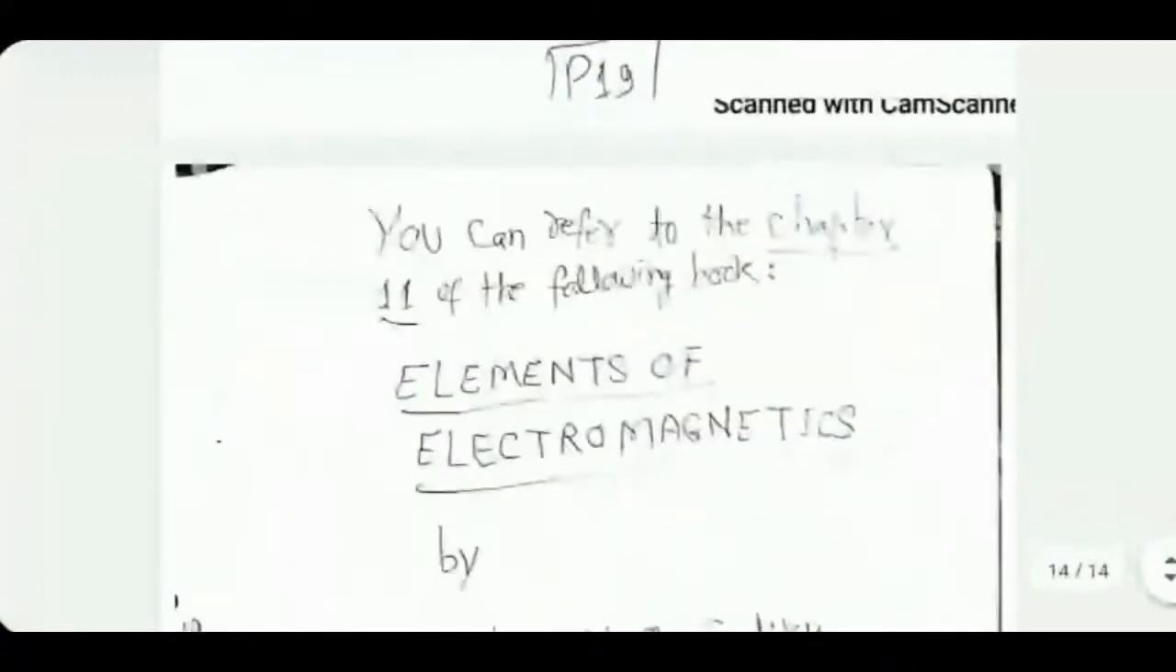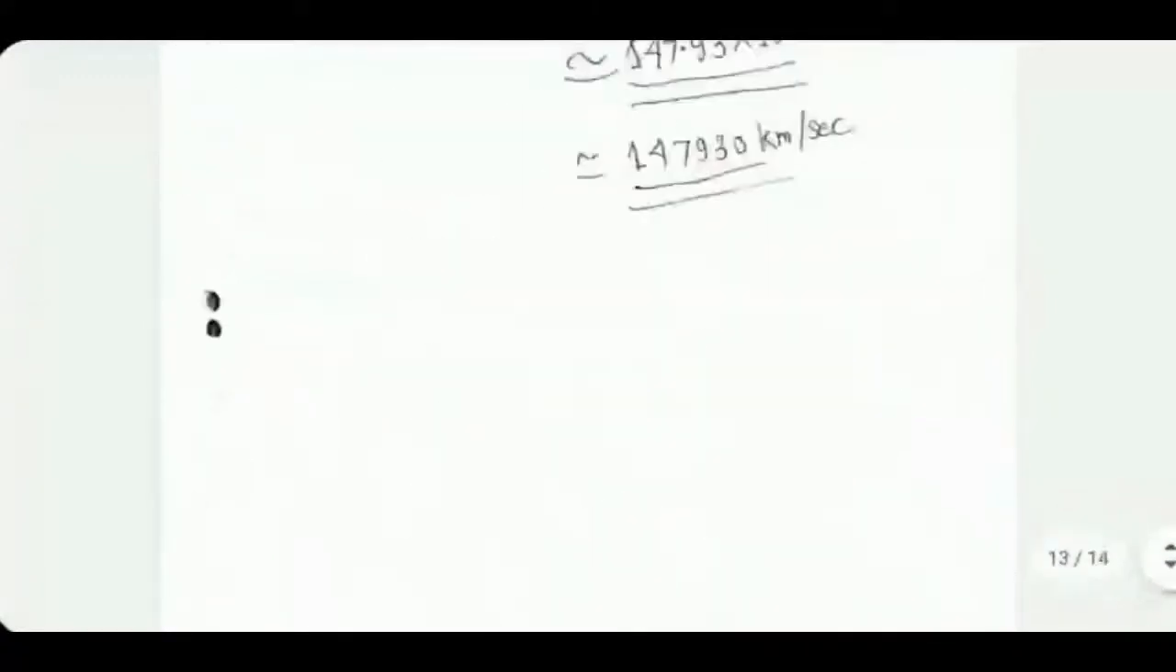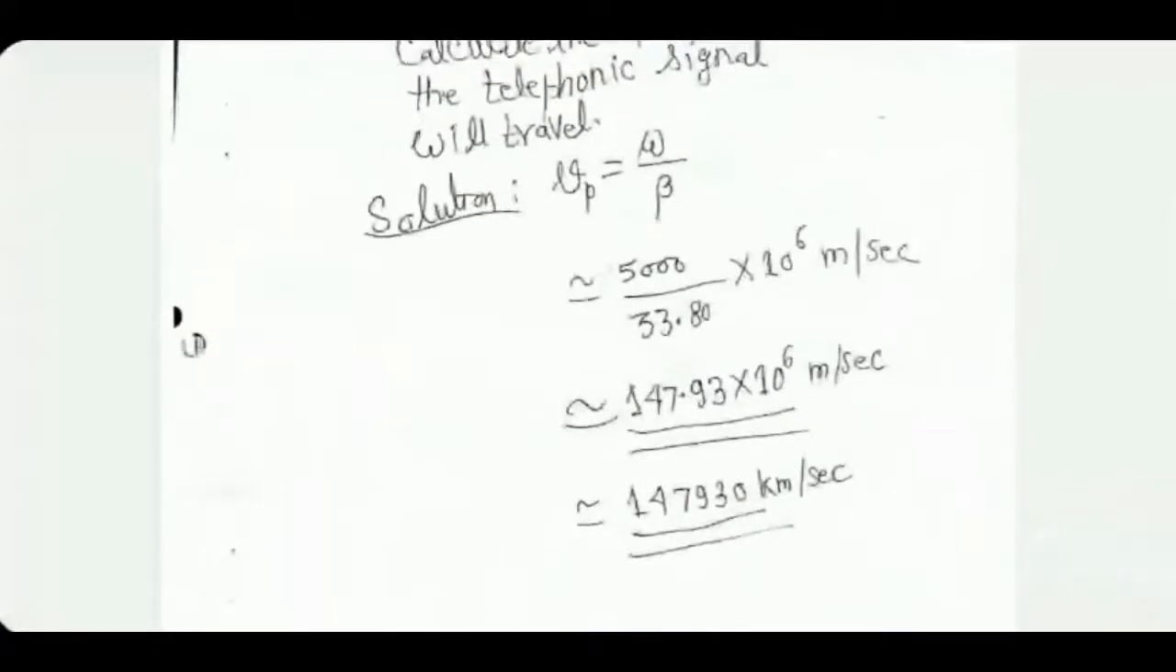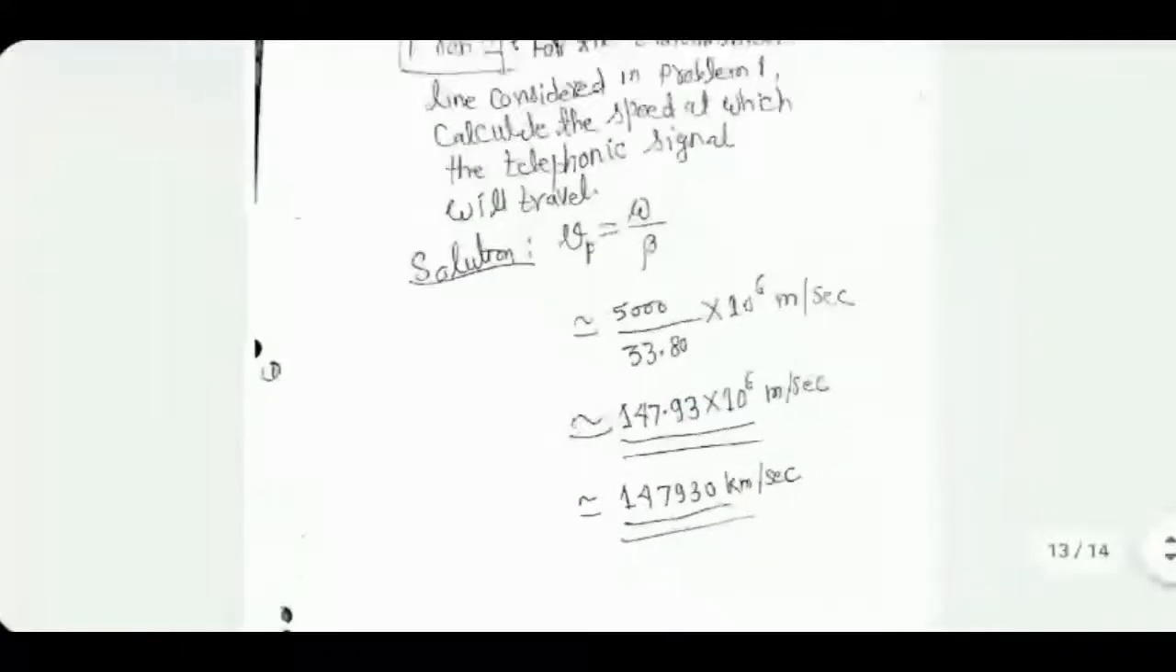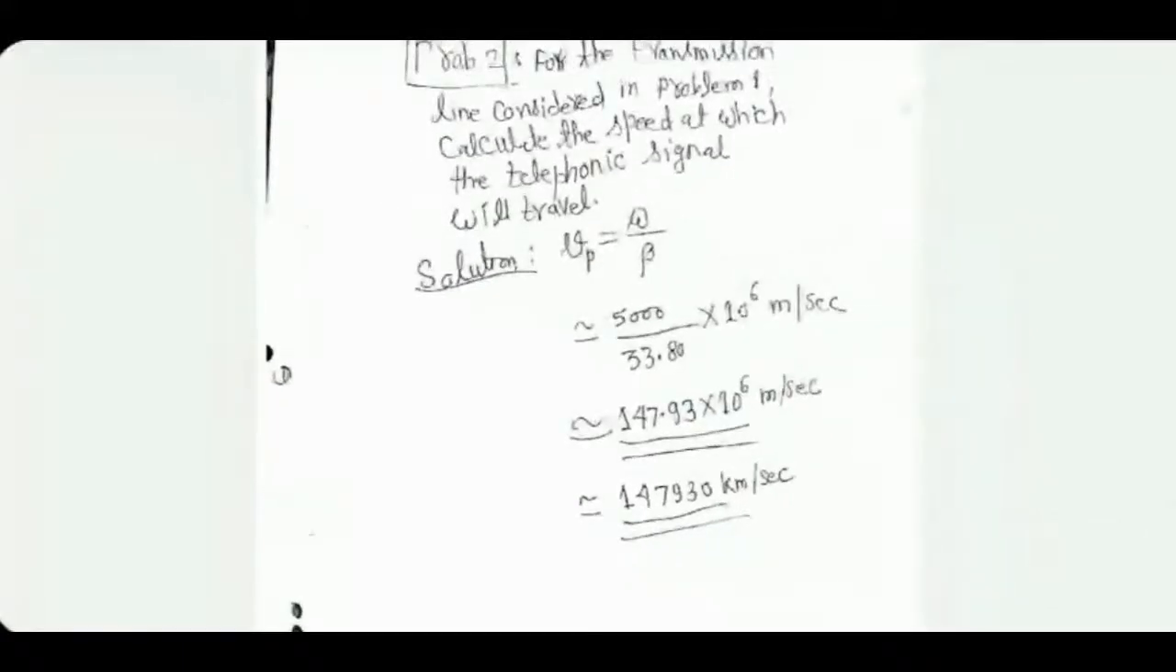So all you do is omega by beta. We have proven that phase velocity is omega divided by beta. 5000 is the value for omega in radian per second divided by 33.80 multiplied by 10 to the power minus 6 meters per second. This gives you, please make sure my calculations are not wrong. This is what I got. The signal will travel at so many kilometers per second on this particular telephonic line.